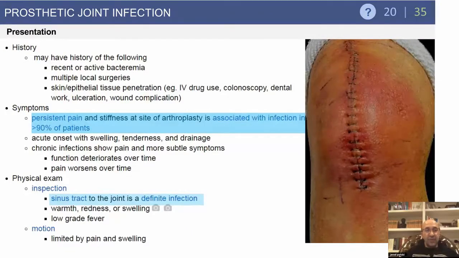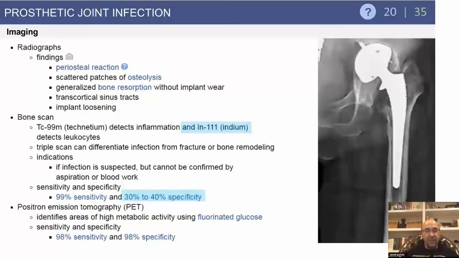History is usually pain. It might be associated with some recent event, in particular wound-related problems, recent bacteremia, ulceration in the extremity, etc. And anytime a patient with a prosthesis presents with pain, infection should certainly be suspected. On a physical examination, a sinus tract is obviously a definite sign of infection. There may be redness and also drainage, maybe low-grade fever in some patients, and motion is restricted and painful.